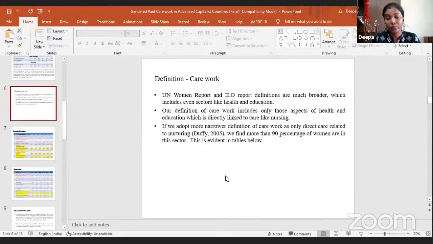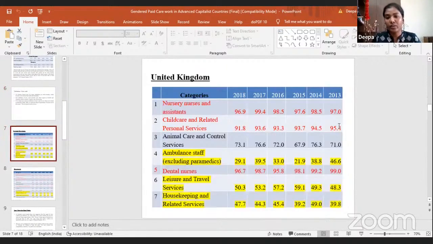So when we adopt a more narrow definition of care work as only direct care related to nurturing, we find more than 90% of women are in this sector. This is evident in the tables below, where, within the categories, we see that in categories like nursing and childcare the percentage of women is high compared to jobs like ambulance staff, where the percentage of women is very low compared to nurturing kinds of jobs.